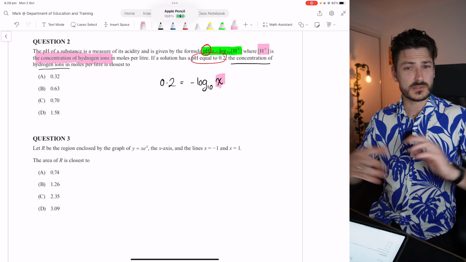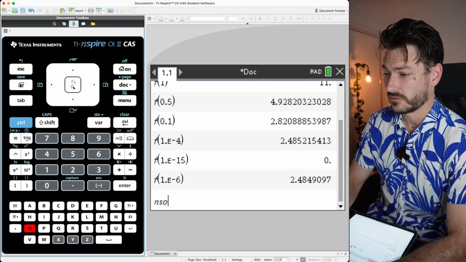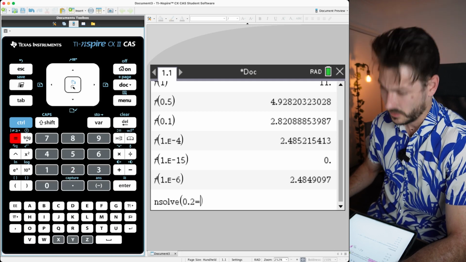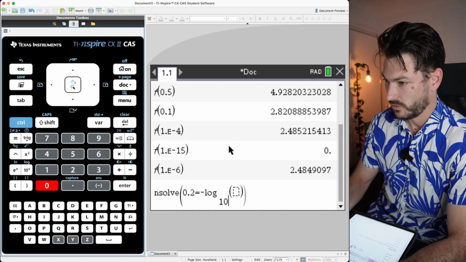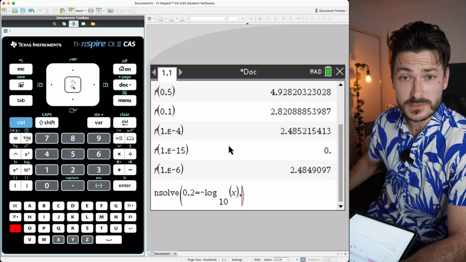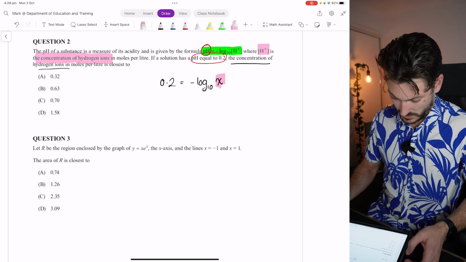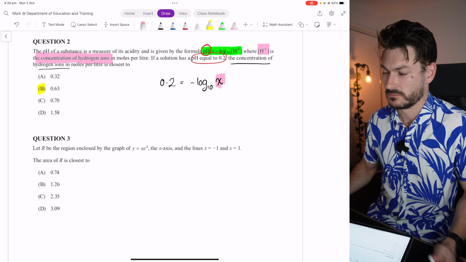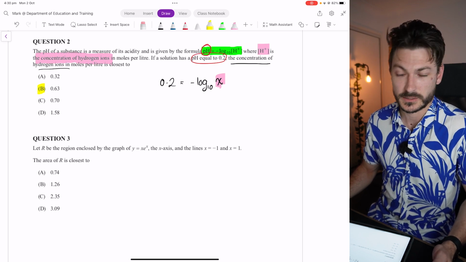Don't worry about log laws, don't do anything by hand. Straight to the calculator. We're going to type in here nsolve of 0.2 is equal to negative log base 10 of x, comma, solving for x. Hit enter, 0.63. Yes, option B is the answer. Sweet, use it all in the calculator.